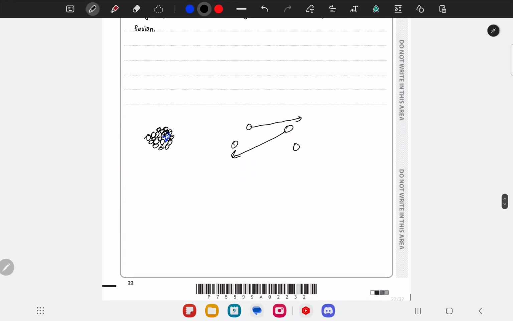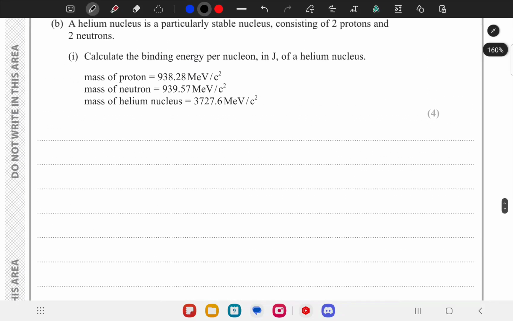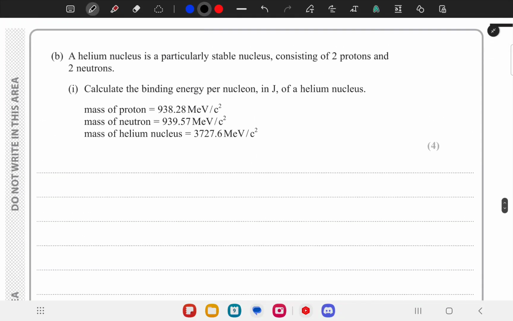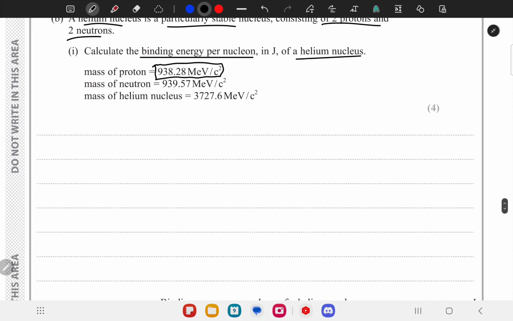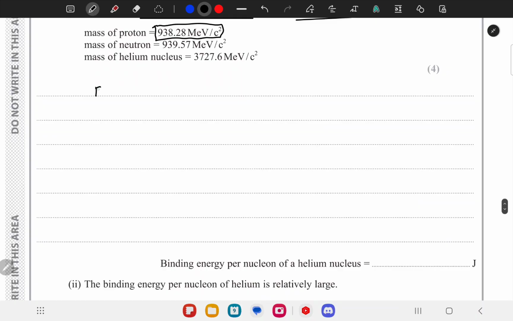And that's it for 21A. Now moving to 21B, we are given that helium nucleus is a stable nucleus of 2 protons and 2 neutrons. We have to calculate the binding energy per nucleon of a helium nucleus. We are given the mass of a proton, the mass of a neutron, and the helium's mass. The binding energy is c squared, the speed of light in vacuum squared, times the change in mass.